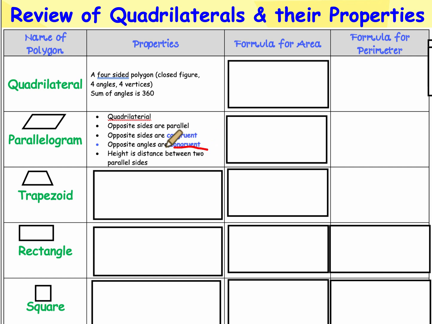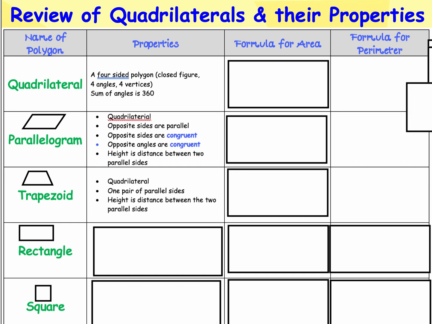When we're talking about the height of a parallelogram, that is known as the distance between two parallel sides. So if these two sides are parallel, I would have to measure straight down, at a right angle, in order to get the height of it. And we'll be talking about that. A trapezoid is a quadrilateral, a four-sided figure, but it only has one pair of sides that are parallel. So in this one, this side and this side are parallel to each other. And its height is the distance between the two sides that are parallel.